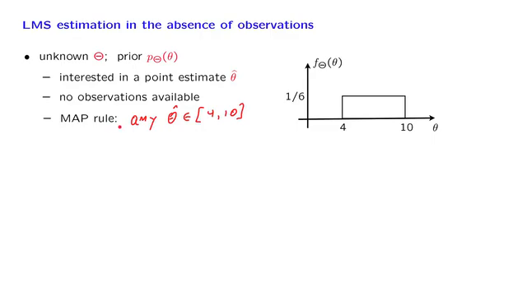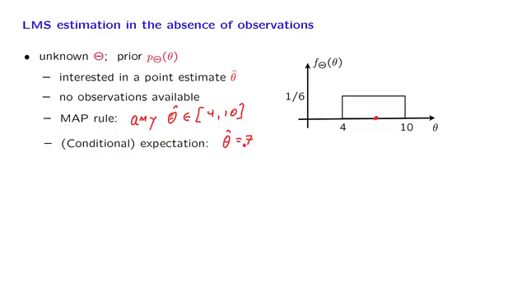How about a different estimator? We have seen the conditional expectation estimator. Once more, in our case, since we do not have any observations, the conditional expectation is the same as the expectation, and for this particular example, it would give us the midpoint of the distribution, namely an estimate equal to 7. Now, the MAP rule was inconclusive. This rule gave us a number. How can we decide that one of these is the right estimate?